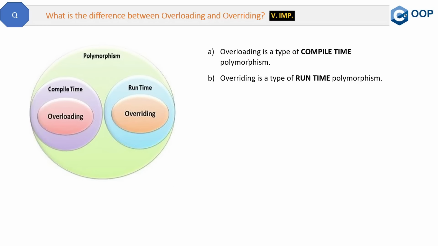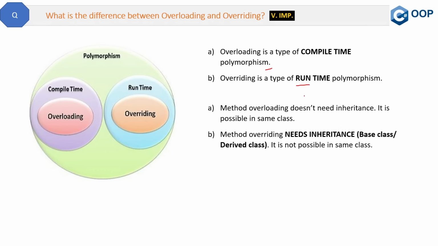So the difference is overloading is a type of compile time polymorphism, overriding is a type of runtime polymorphism. Second difference is method overloading does not need inheritance. It is possible in the same class. Method overriding needs inheritance. It is not possible in the same class.